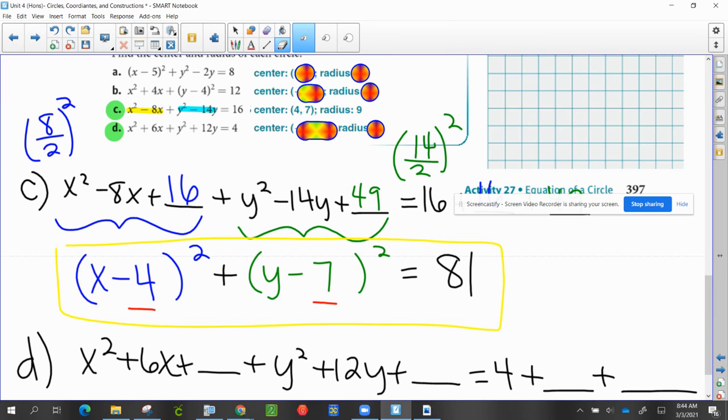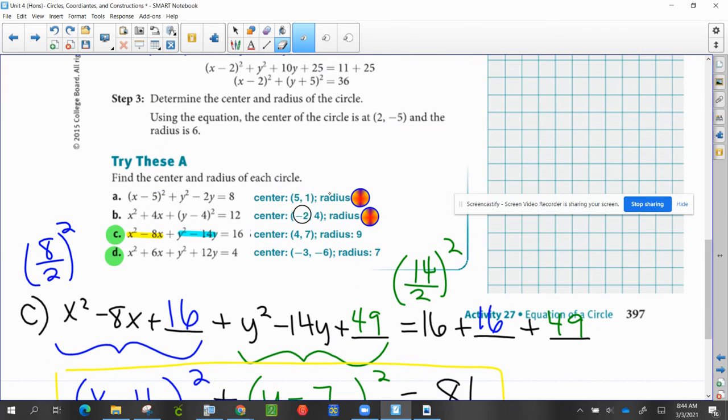Okay, so for this problem, you should have gotten that the center was at -3, -6, with your radius of 7. Okay. Now, if you want to try the other two problems, I will erase the answers. You can always try those and see if you get them right. The reason I didn't go over A and B is because you only had to complete the square for one of the variables. So I already showed you a couple of those.